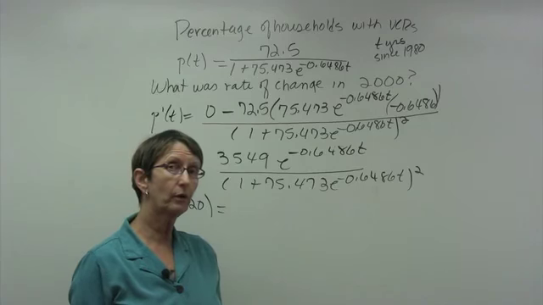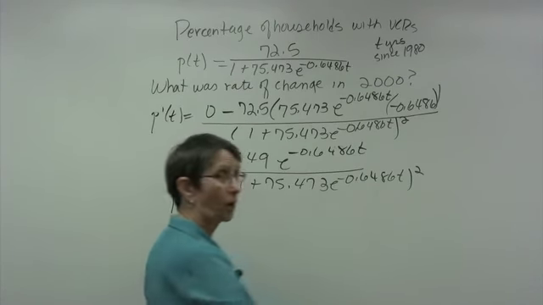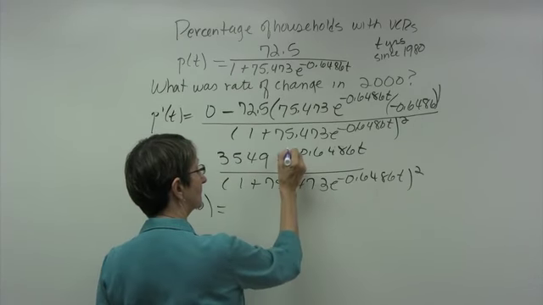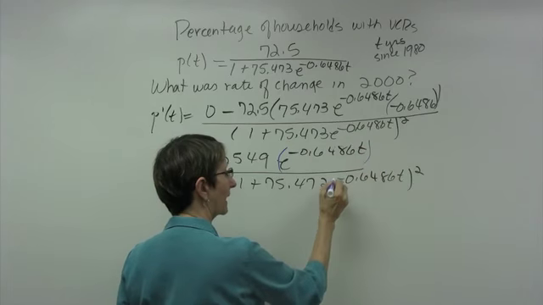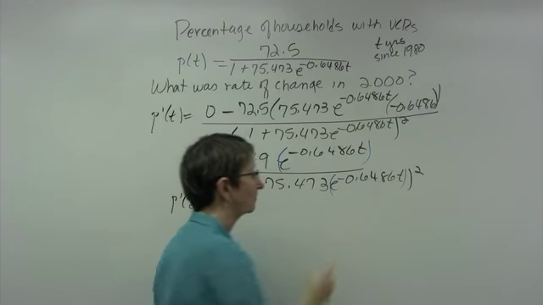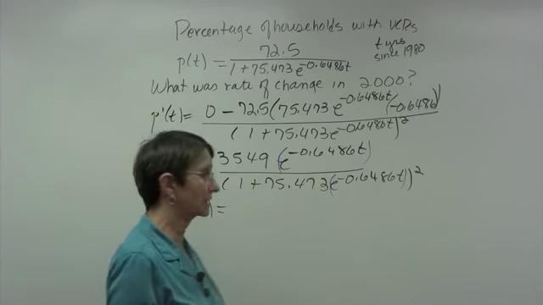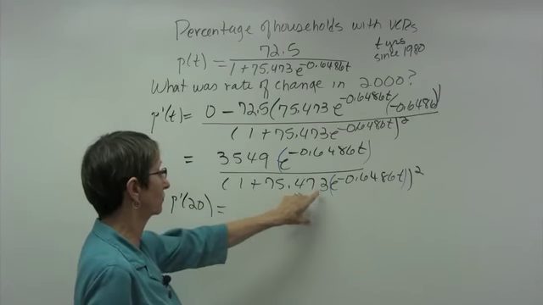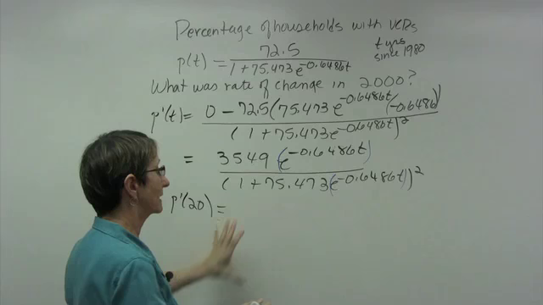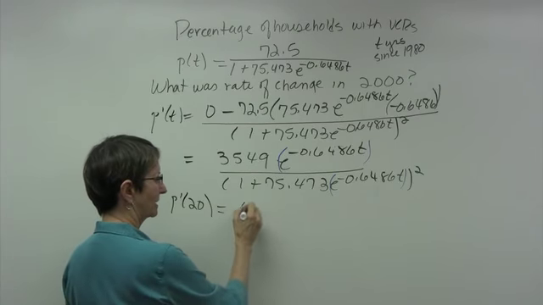And that's something you might want to write down because it's in here twice. I have this piece, e to that power, and I have it again down here. So keep track of things like that so you don't have to keep doing the same calculations over and over again. Get your numbers, put them in, and we end up with a very tiny decimal.